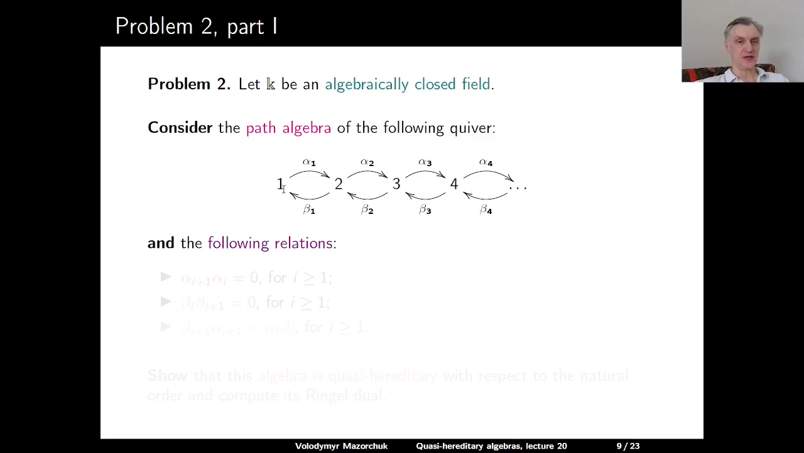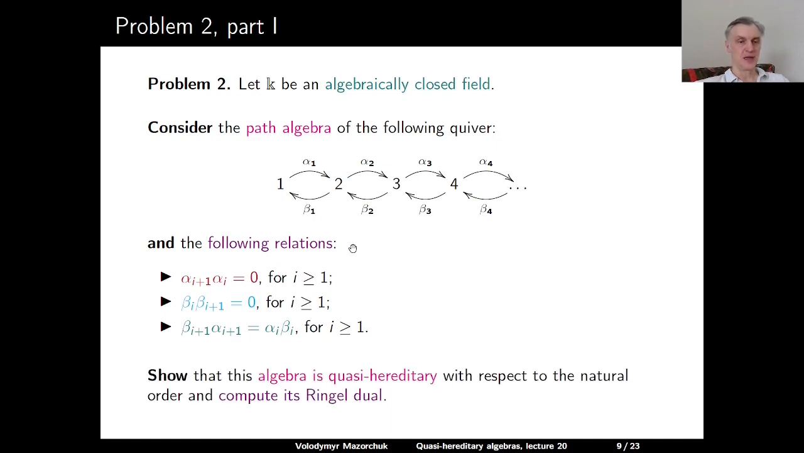And we have the following relations. α_{i+1} after α_i is 0 for all i. β_i after β_{i+1} is 0 for all i. And β_{i+1} after α_{i+1} is equal to α_i after β_i for all i.